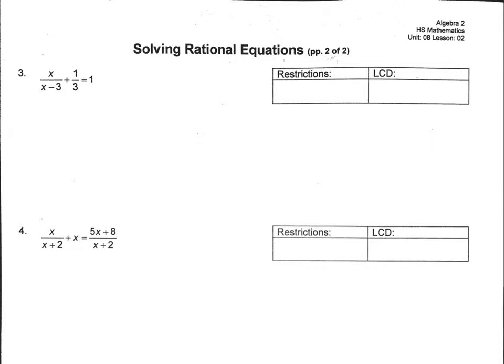All right, let's try another one. Here we have x minus 3 in the denominator. So what is my restriction? Then x cannot equal positive 3, because 3 minus 3 is 0. What's the LCD? Hopefully we got that it's 3 times x minus 3.